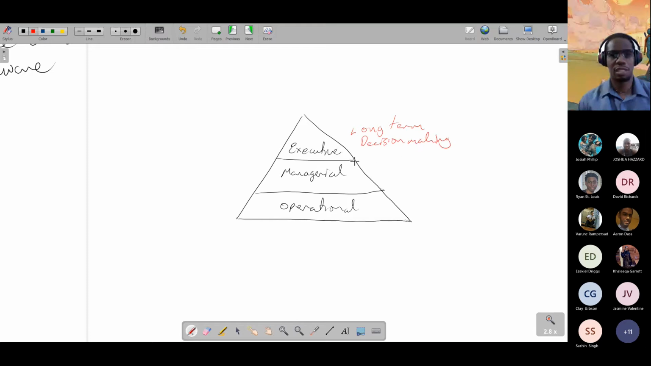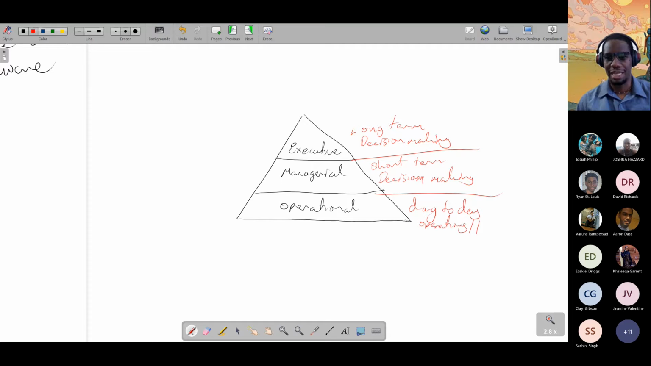The managers do the short-term decision making. And the people on the operational level do the day-to-day operations and tasks of the business. And information feeds up by way of reports.